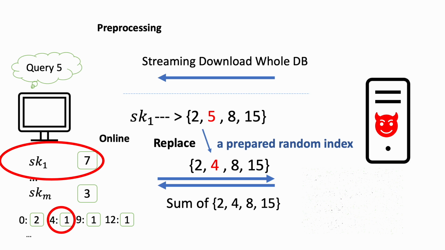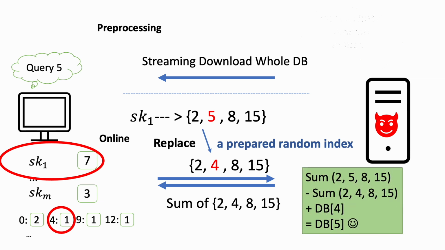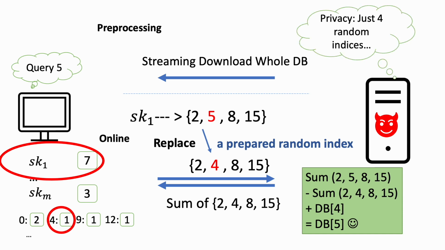And the server simply returns the sum of this additive set. And why is this enough? Well, because the client knows the sum of the original set 2, 5, 8, 15, and it gets a new sum of 2, 4, 8, and 15. So the difference between them will be exactly the database value at 5 minus the database value at 4. So you add the database value of 4, and you get exactly what you want. And this is actually perfectly private because the server just sees 4 random indices.